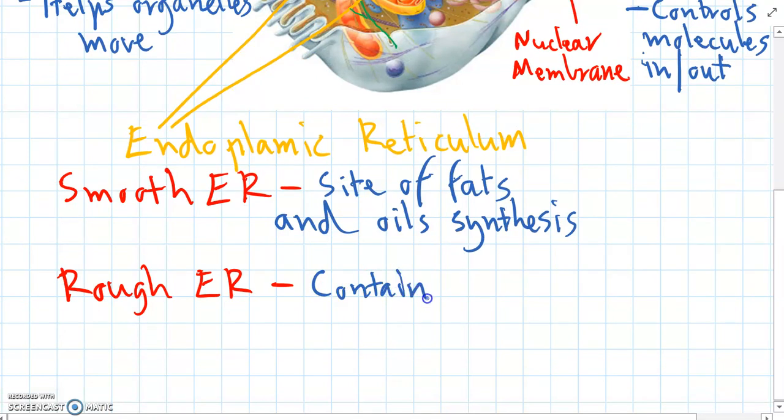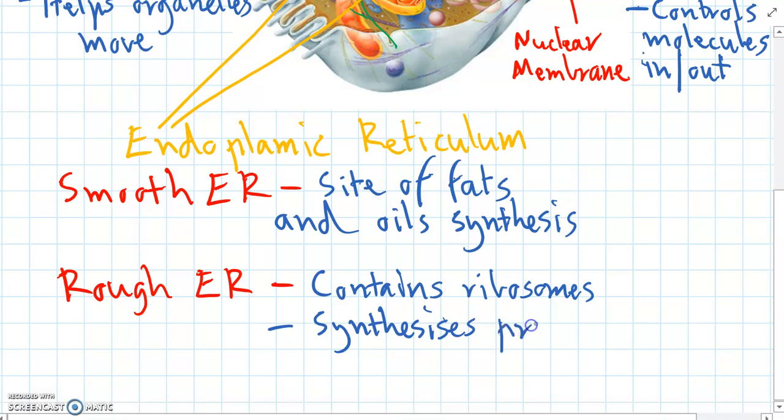So those ribosomes, it contains ribosomes, and these ribosomes are making proteins that the cell is going to export outside of the cell. So it synthesizes or makes proteins to be exported.